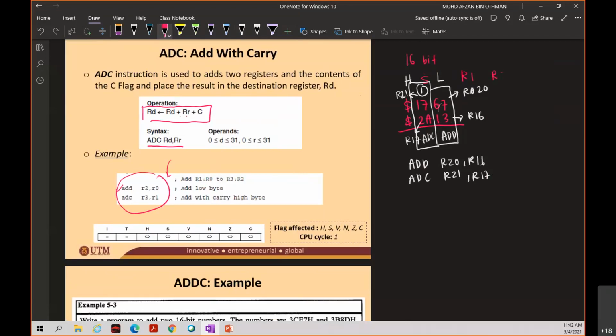So this is what happened in the example. For the low byte, use the ADD instruction, while for the higher byte, you use the ADC. Why? Because sometimes when you add the lower byte, it will produce a carry. So this carry, you need to take into account and include in your higher byte addition. So these are the flags affected: half carry, sign, overflow, negative, zero, and carry flag. What about the CPU cycle? The CPU cycle for this instruction is 1 clock cycle.